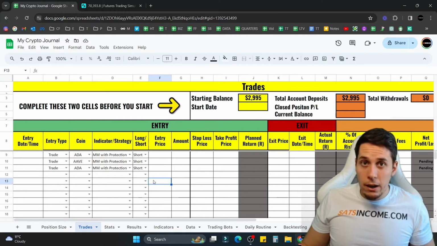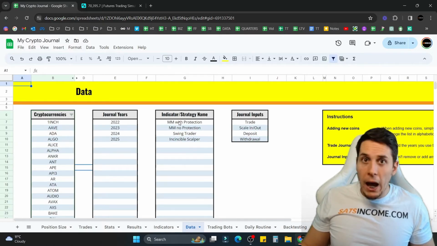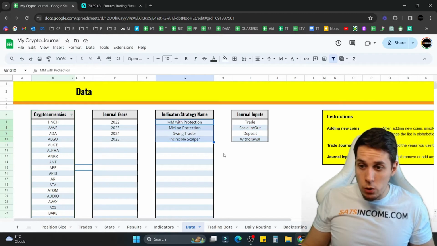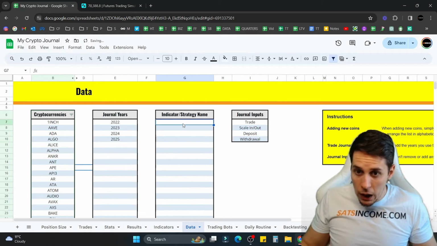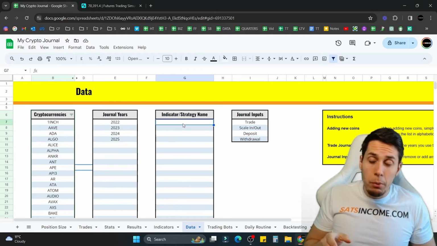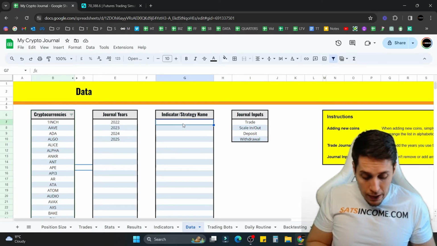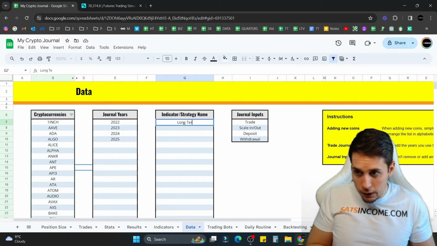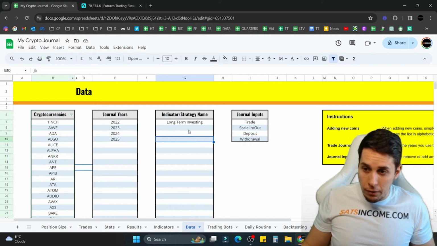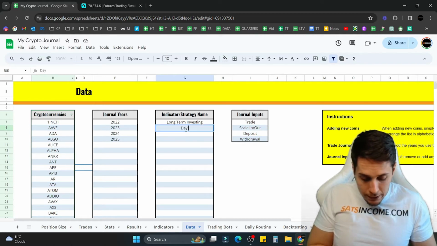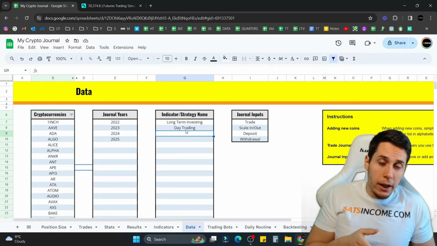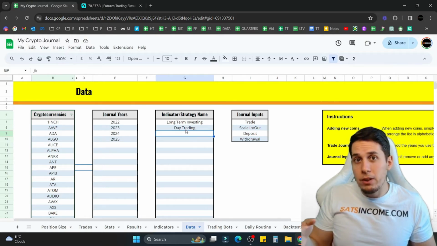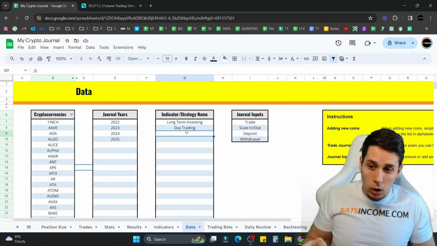The next thing that you guys have to do, you have to go to the data tab and add here the strategies which you are using. So you're going to delete the strategies that come with the journal and you're going to add your own. Normally people have multiple strategies, right? So they have a strategy where they're doing long-term investing, so they are buying and holding coins. Many people are also day trading, which is basically trading on short time frames. You are entering a trade, you are holding it for let's say 5, 6, 7 hours throughout the day, then you are closing the trade.